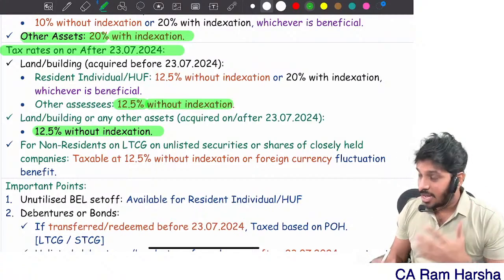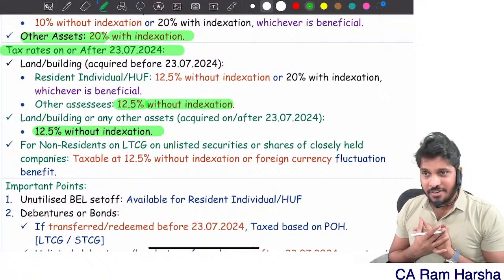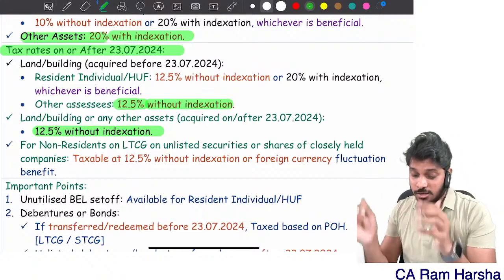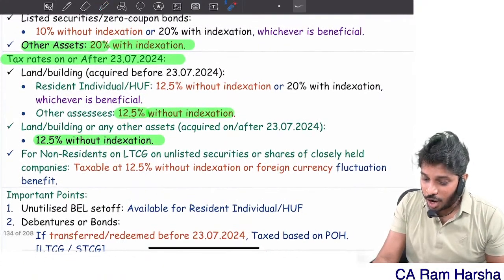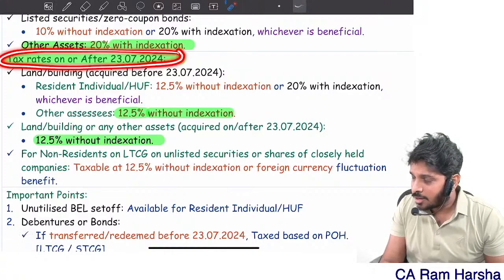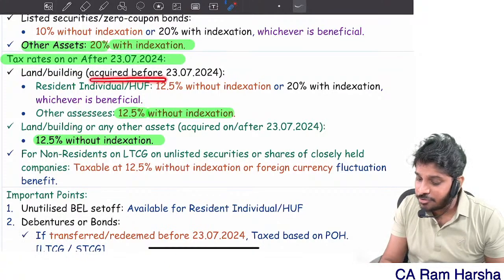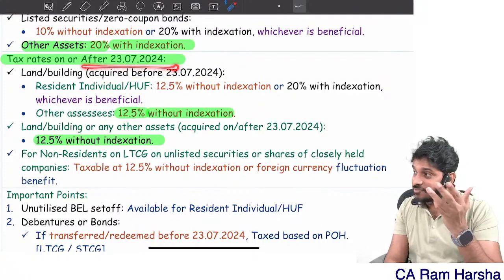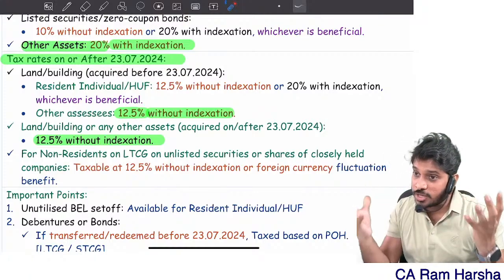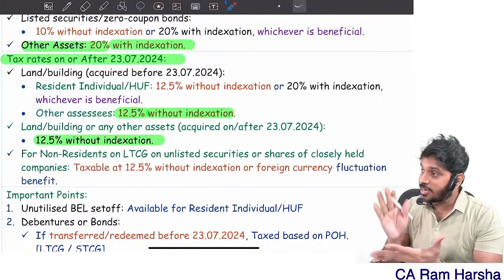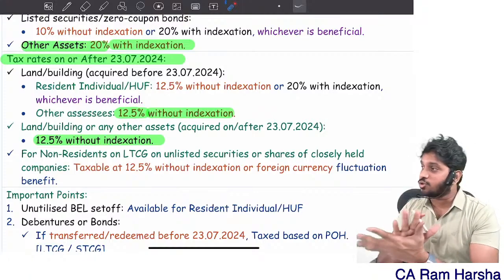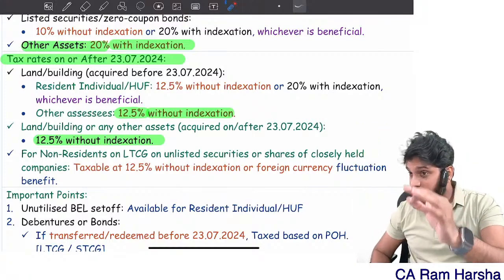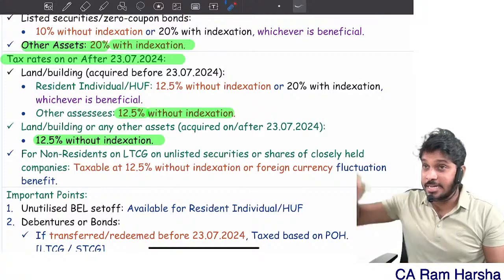However, if I am selling land and building on or after 23rd July, but I purchased them before 23rd July, and the period of holding is more than 24 months, it's a long term. I got a capital gain. What should I do? Very simple. Remember, this is a very sensitive provision. You should compute capital gains for land and building.